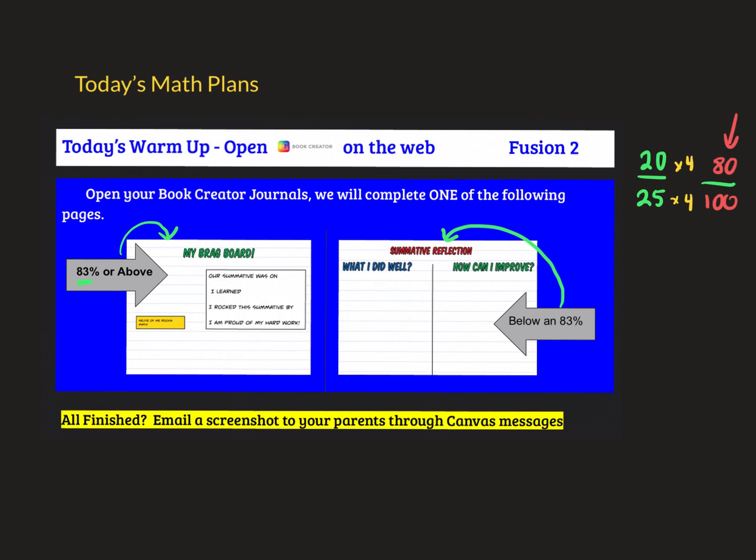So if you're 83 or above, your Whiteboard; below an 83, your reflection. Then remember you're going to go to your Canvas messages and email it to your observer. If you do not have an observer, send it to me. When you've finished with your reflection, you can give your test back to Mrs. Barbag when you finish that reflection. Pause the video here and go ahead and calculate your percent.